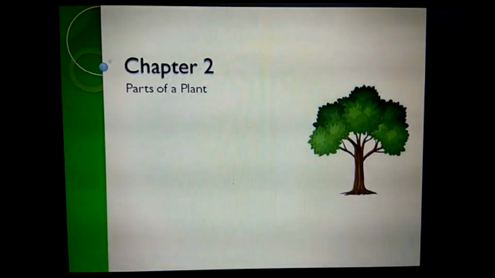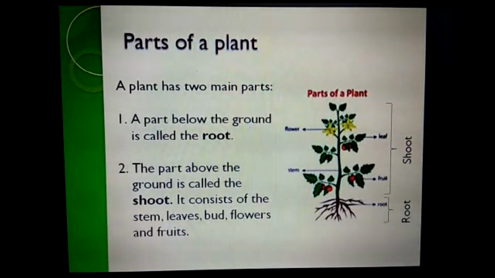Today in science chapter 2, we are going to take parts of a plant. There are two main parts of a plant, root and shoot. The part that is below the ground, जो part हमारा ground से नीचे होता है, जो हमें दिखाई नहीं देता है, that is called root.